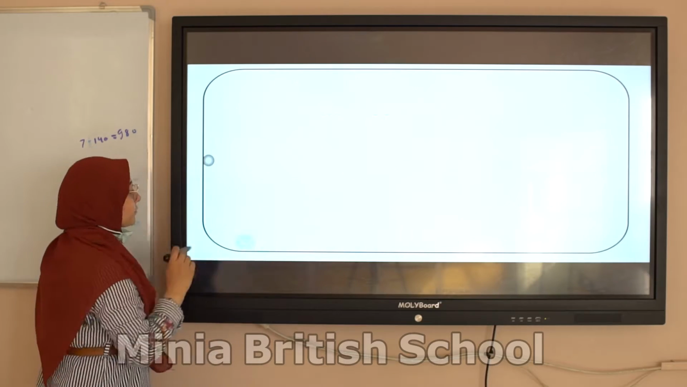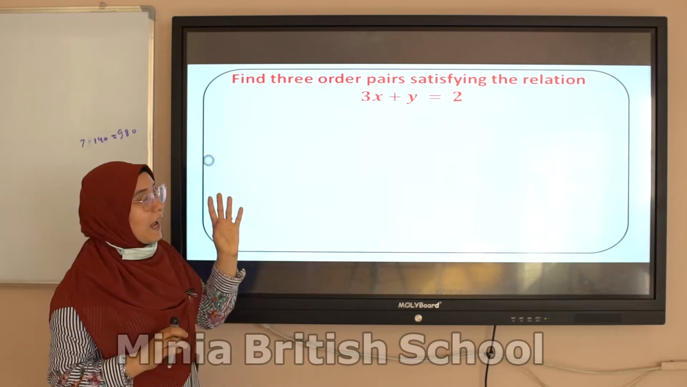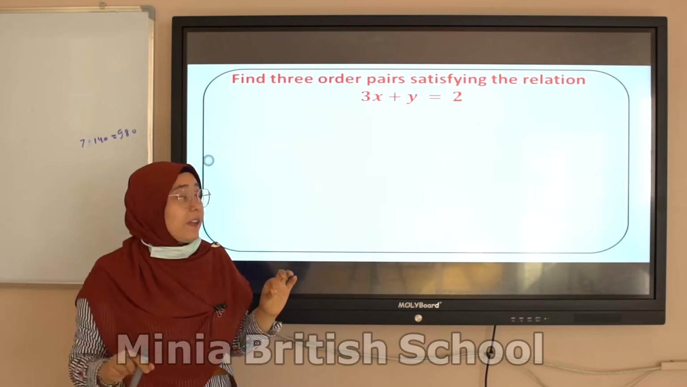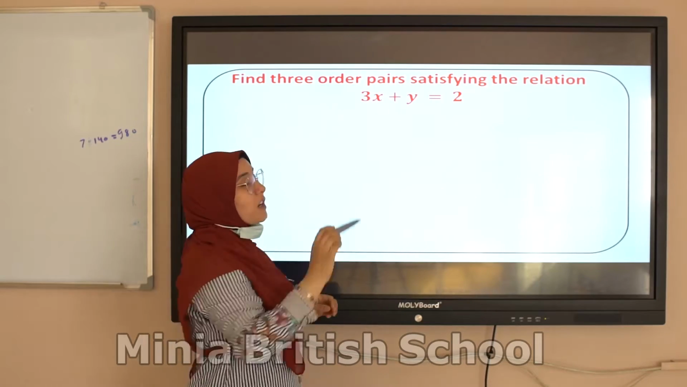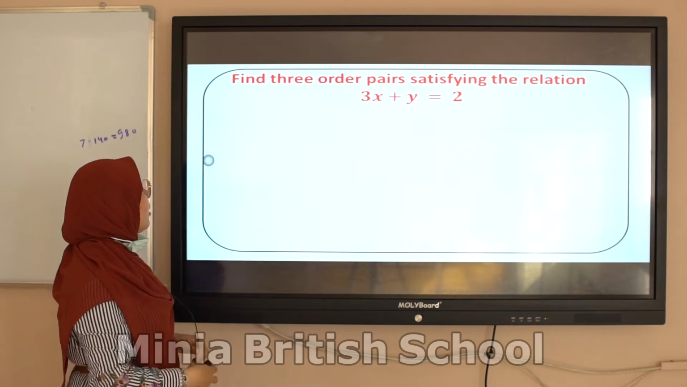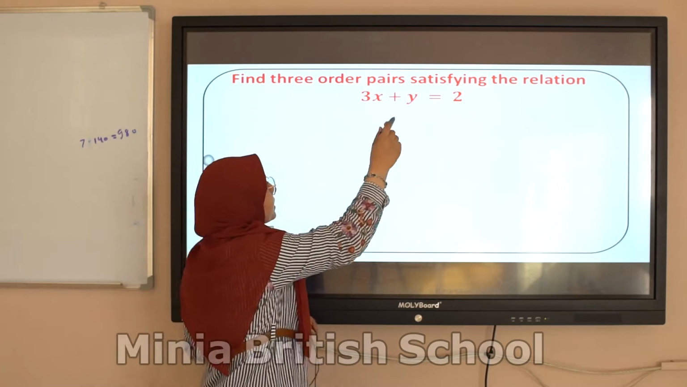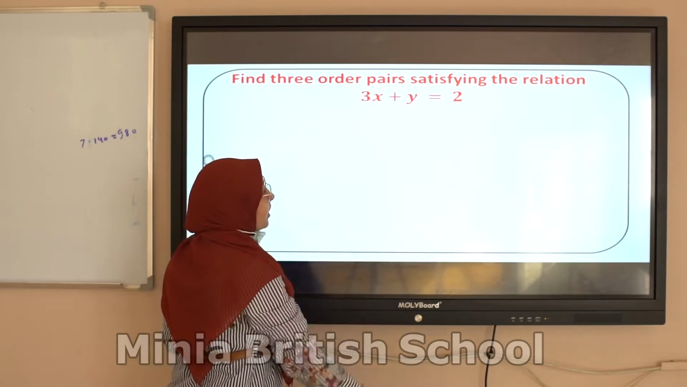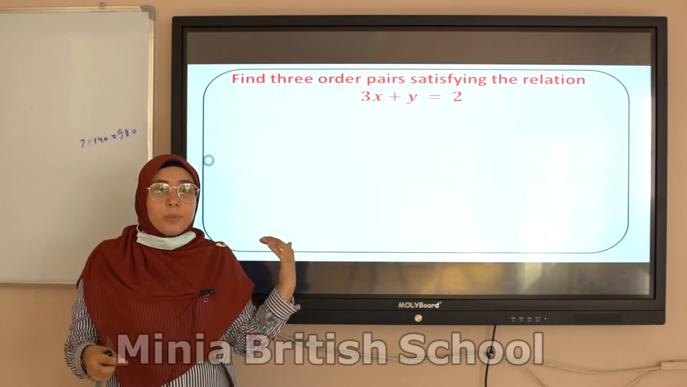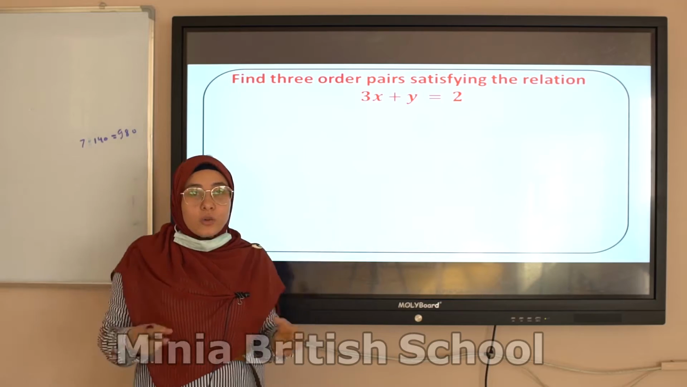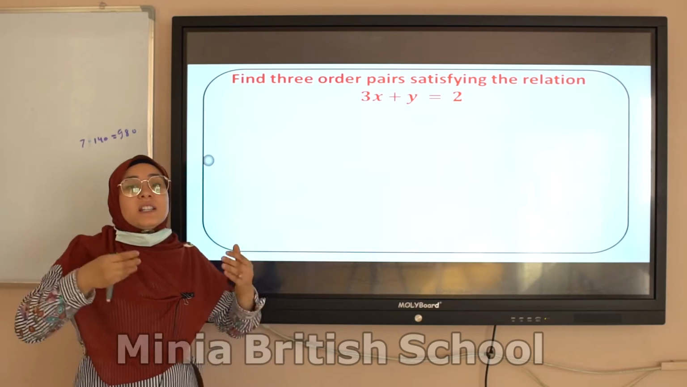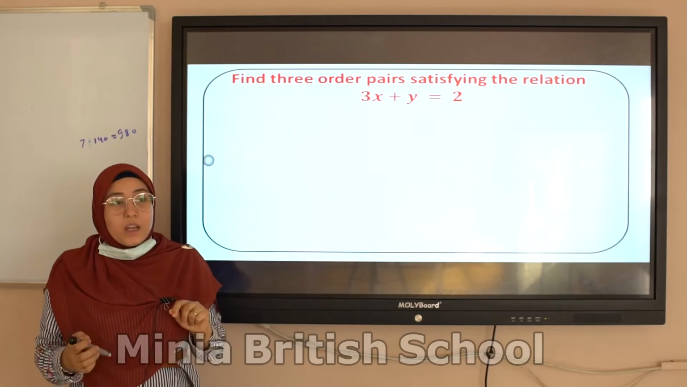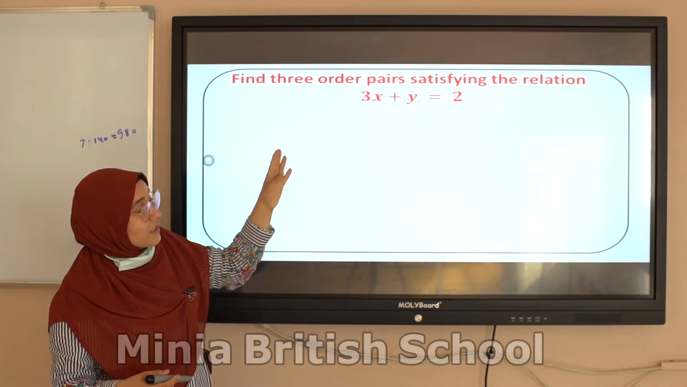Now, here I have the relation 3x plus y equals 2. The question here: find three ordered pairs satisfying the relation. I said before a, b, c are real numbers, so there is an infinite number of ordered pairs which satisfy this relation. To find three ordered pairs satisfying this relation, what will I do?